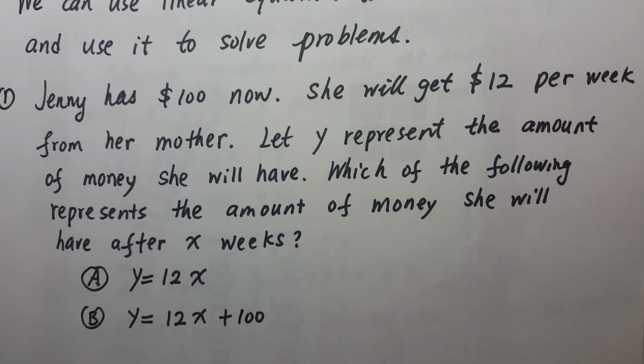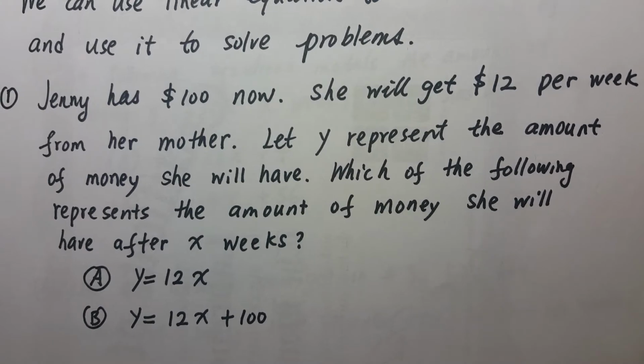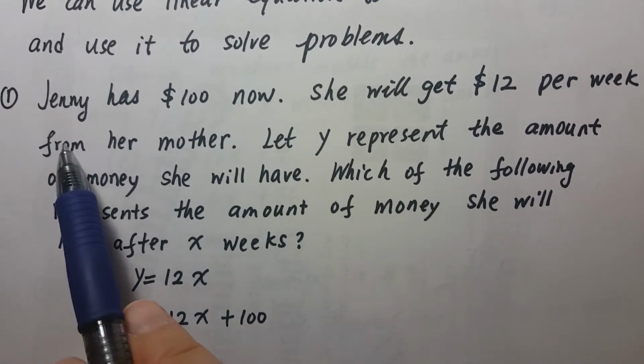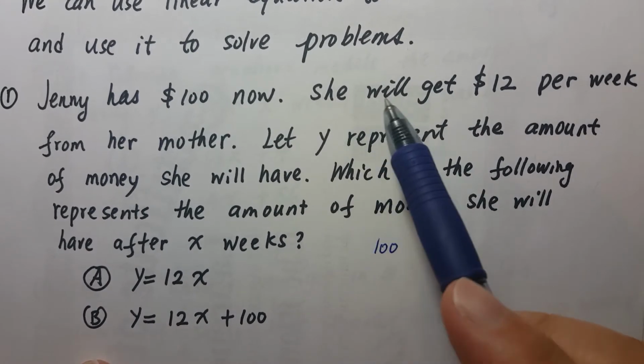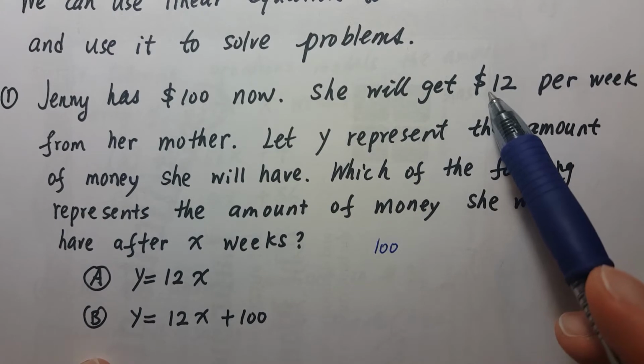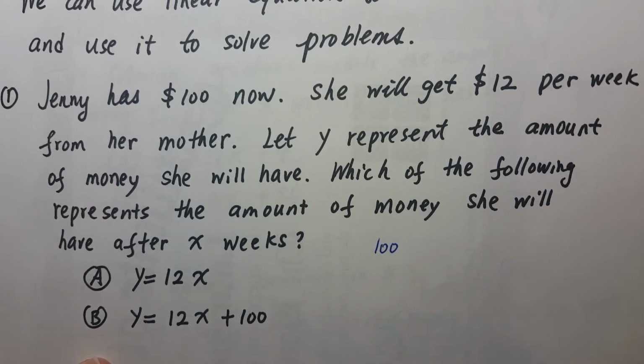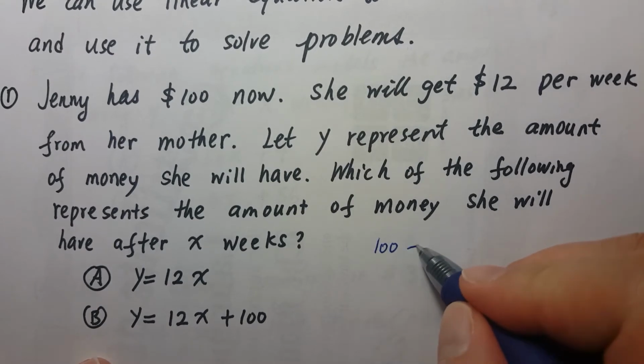Jenny has $100 now. She will get $12 per week from her mother. Let Y represent the amount of money she will have. Which of the following represents the amount of money she will have after X weeks? So we need to find a pattern. We see that Jenny has $100 now, so we begin with 100. She will get $12 per week from her mom, so that means her money will become more. So we're going to put addition.